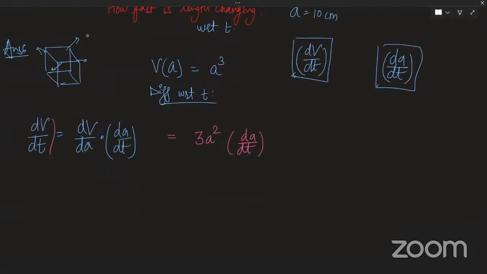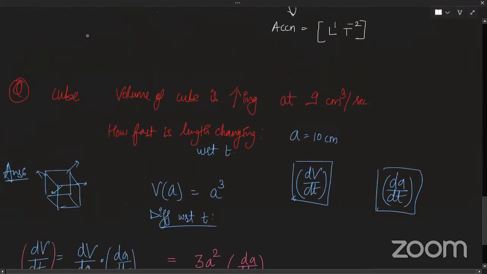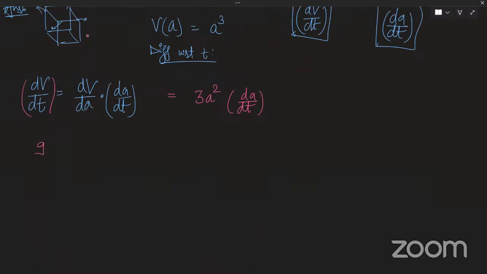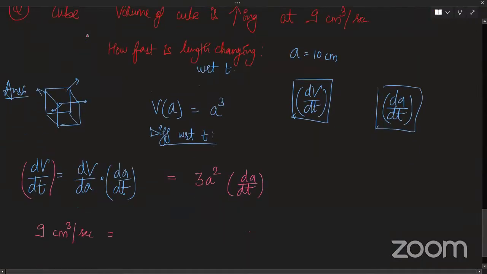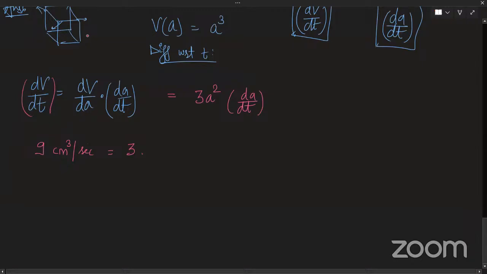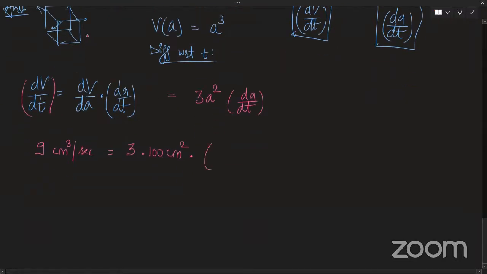So you know the value of dV by dt. How much is dV by dt? 9 centimeter cube per second, it is given to you. Then 3a square: a is already given to you as 10 centimeters, so 3 into 100 centimeter square, because you need to take the square of this, into dA by dt. So tell me, what will be the value of dA by dt?